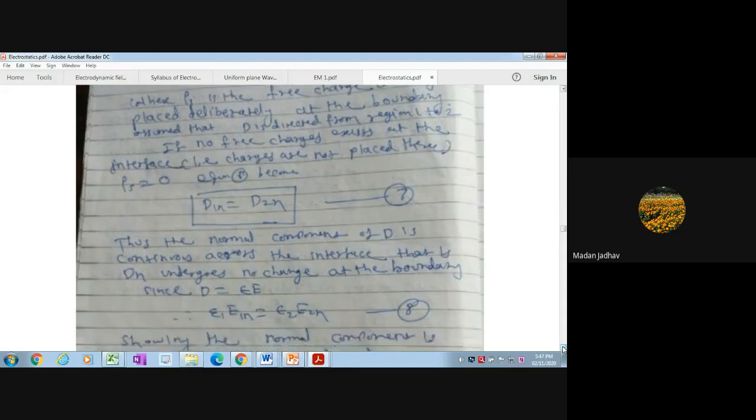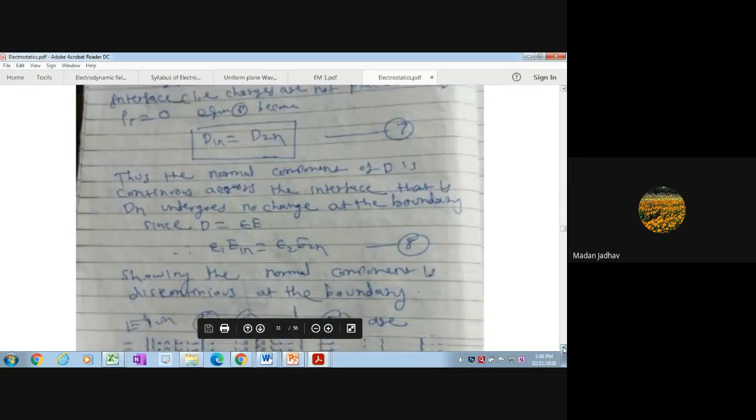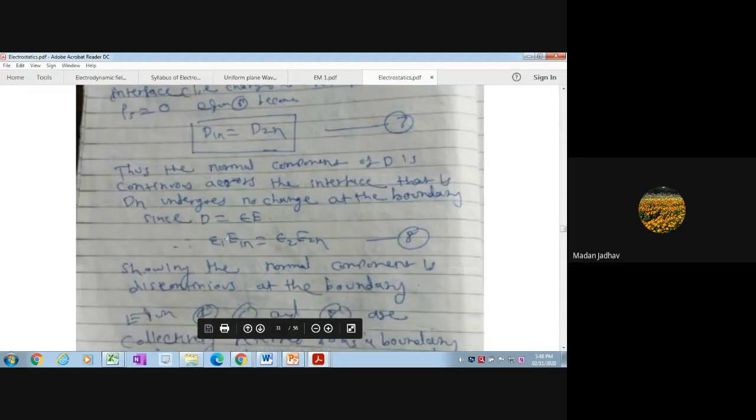Now you also have to obtain another equation, that is E1n and E2n. You have to obtain E2n, the electric field intensity. How can you obtain it? You know the relation between D and E: epsilon 1 into E1n is equal to epsilon 2 into E2n. If you want to obtain E2n, you take the ratio of epsilon 1 divided by epsilon 2, and multiply it by E1n. E1n is already known to us because it is given in the problem.